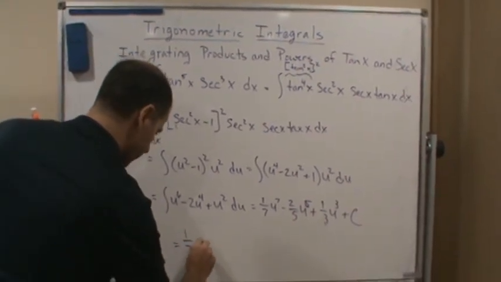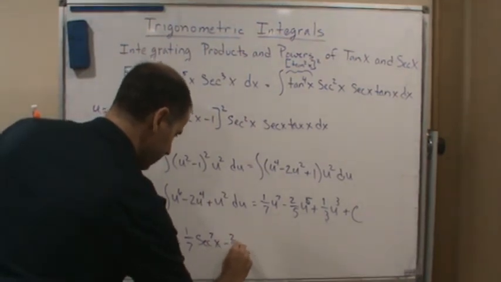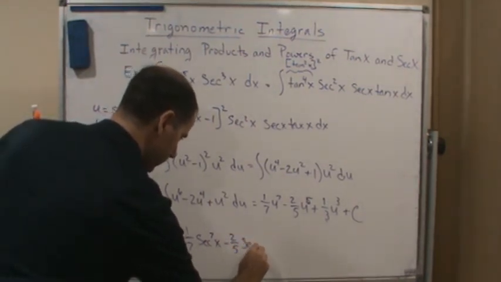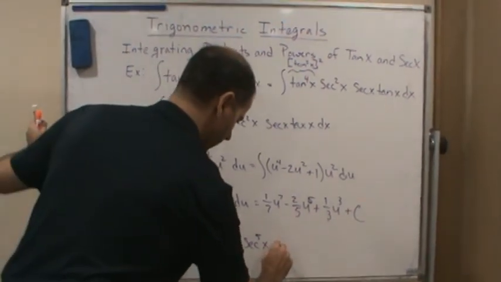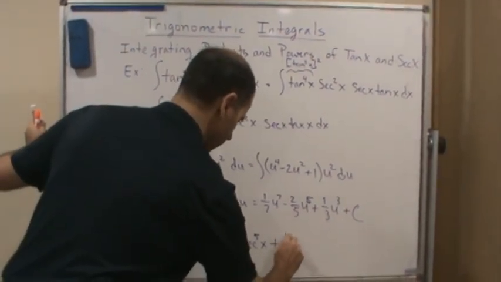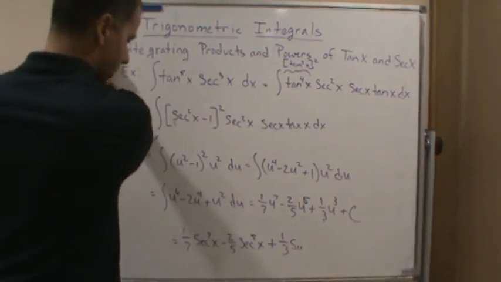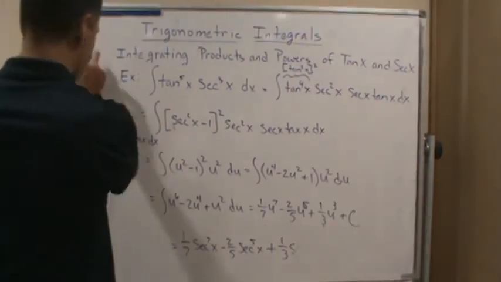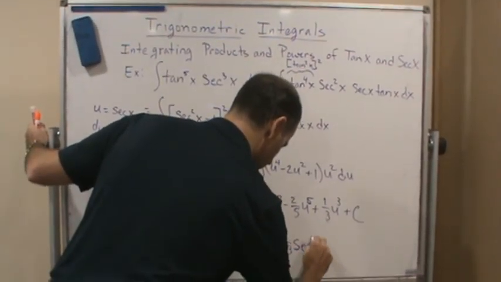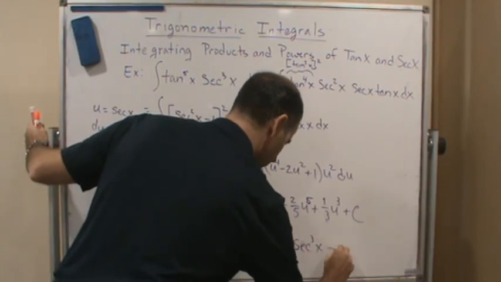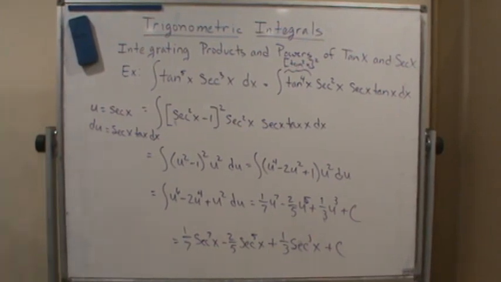1/7 secant to the seventh of x minus 2/5 secant to the fifth of x, and plus 1/3 secant cubed x plus c. And that is the final answer.